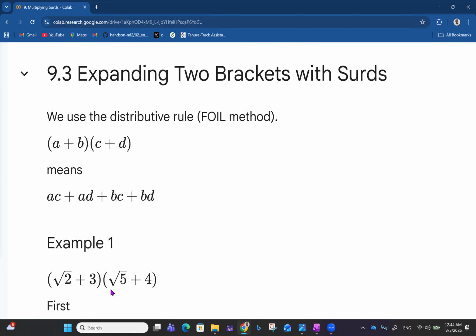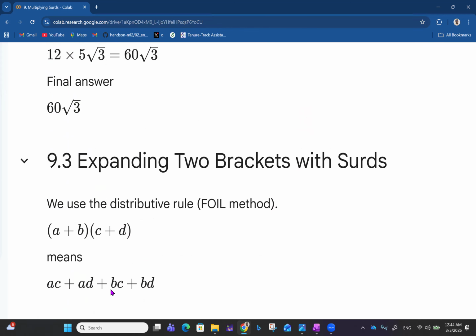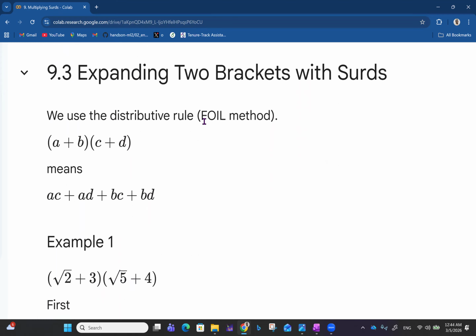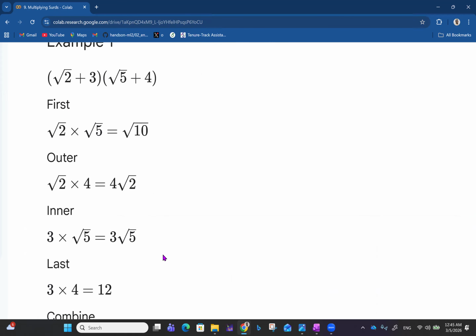So another thing you want to do is expand brackets with surds. That's another thing we can encounter. We use the distributive rule, the FOIL method, that is A times C plus A times D plus B times C plus B times D. That's exactly what we have. So you have A times C, AC, A times D, AD, B... or maybe let's take the signs. Plus A times plus C, that's plus AC, plus A times plus D, that's plus AD, plus B times plus C, that's plus BC, plus B times plus D, that's plus BD. Just like we do in algebra, right?